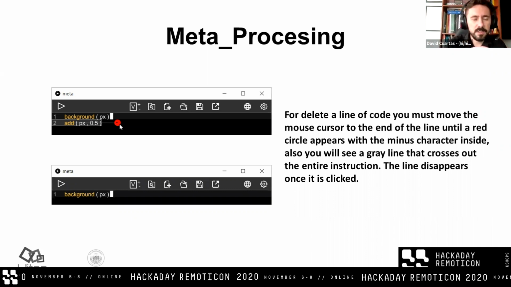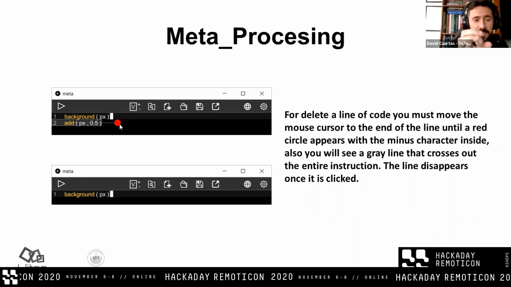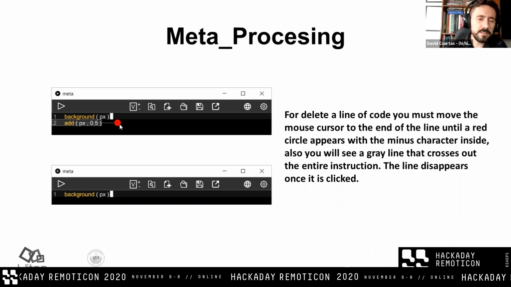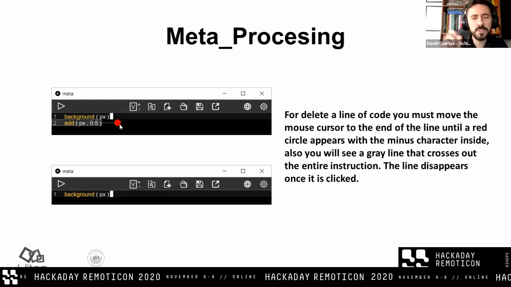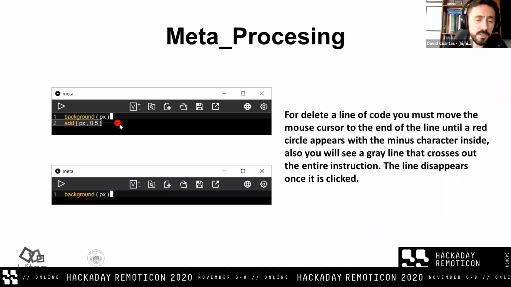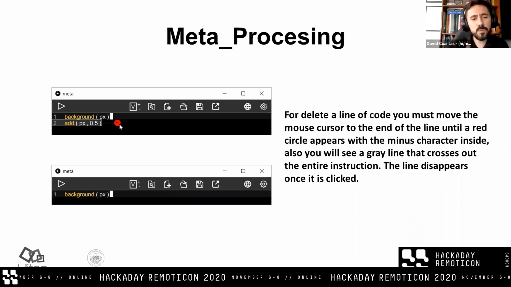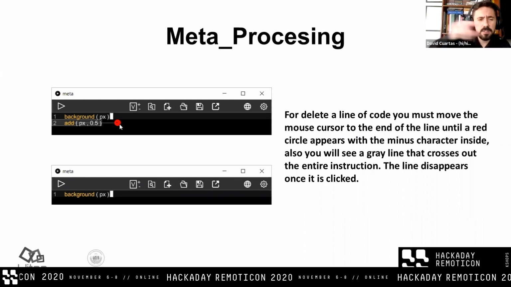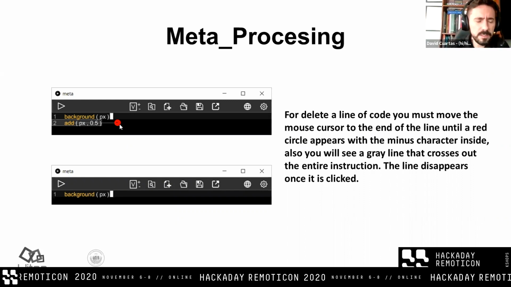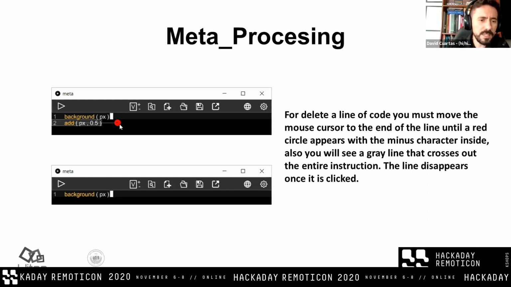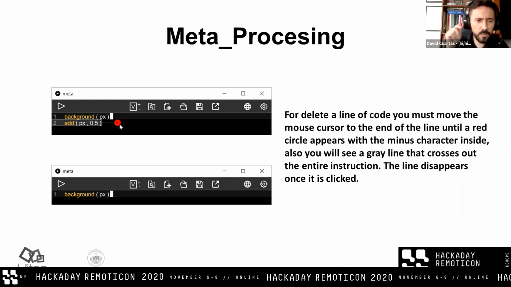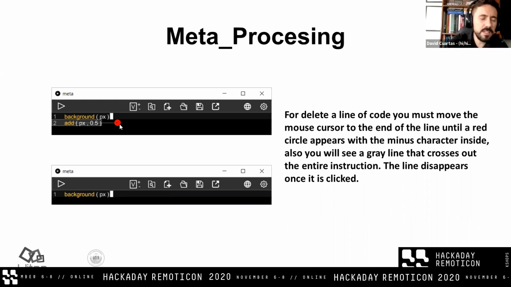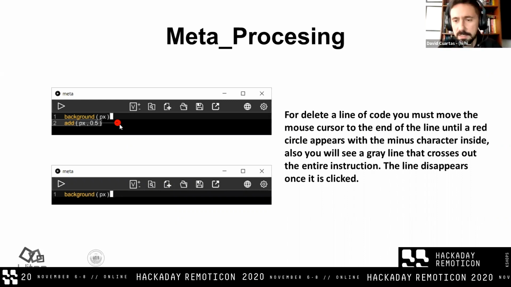Every line after appears with a green circle. If you keep moving more to the right, your mouse cursor will show a red circle. If you press there, it will delete that line. You will also know it's for deleting because it draws a line over all the code lines, so you know it will delete that whole line. So you can see that after clicking there, you have only one line at the end.